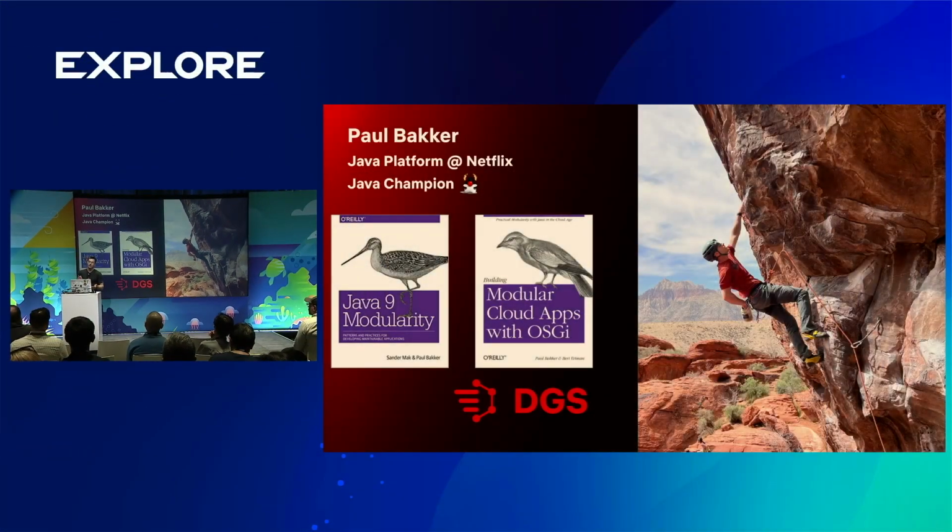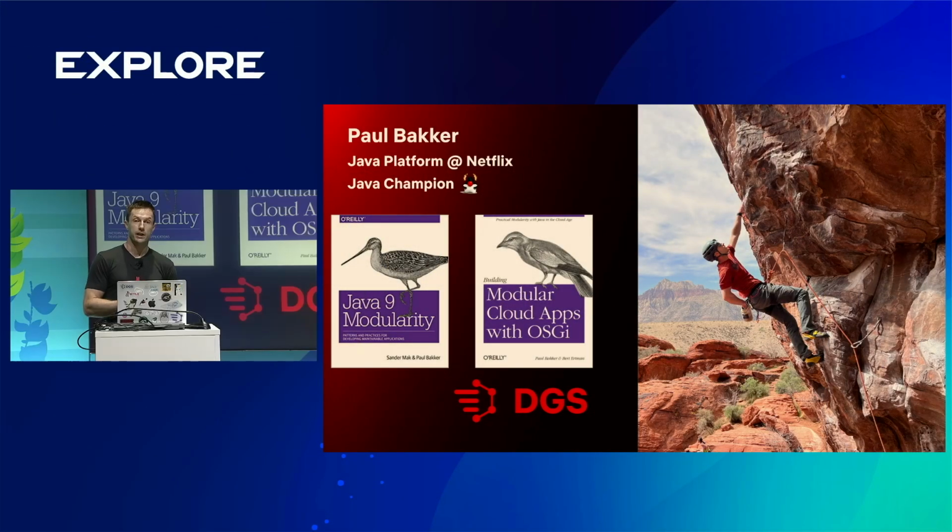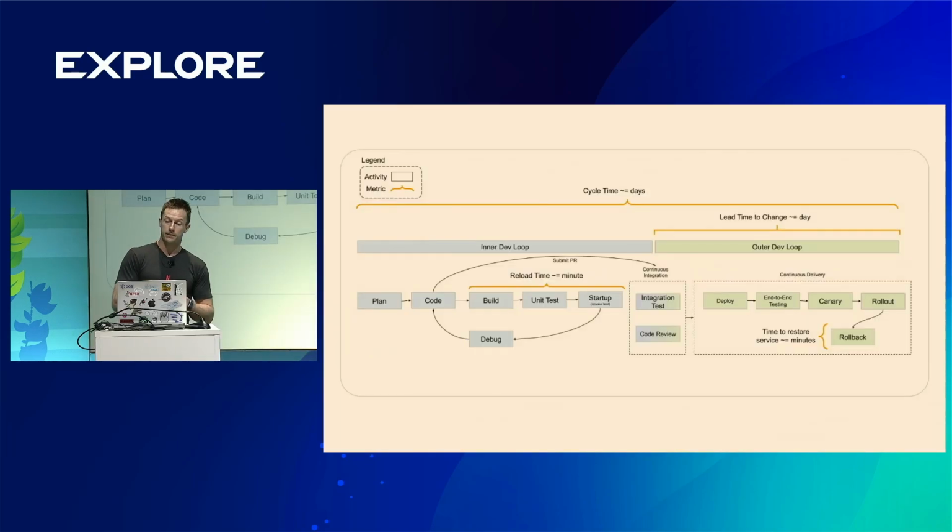My name is Paul. I'm in Java platform at Netflix. I'm also a Java champion, and if you were at my talk about GraphQL yesterday, I'm one of the authors of the DGS framework. The photo is just outside of Las Vegas, a little bit of a different scene, which is only 30 minutes from here. And let's dive into it.